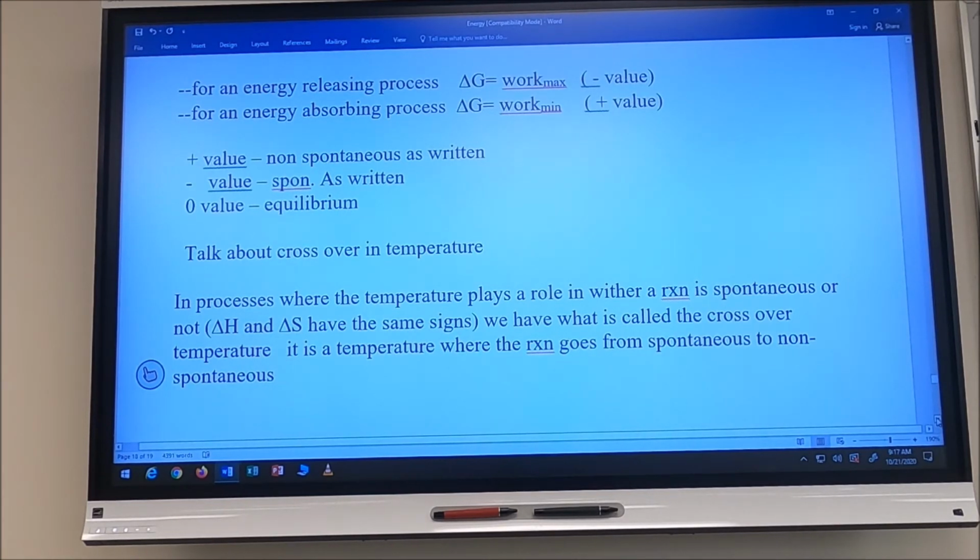Now, let me just remind you that for a lot of situations, there is what's referred to as a crossover temperature. For processes where delta H and delta S have the same sign, they're both positive or both negative, there's a temperature at which the reaction goes from being spontaneous to non-spontaneous. Okay? I'm not going to hit it too hard, but I just want to remind you that that's possible.